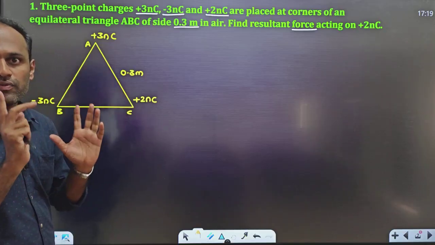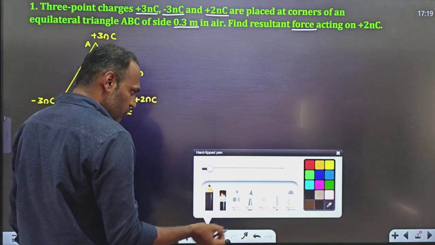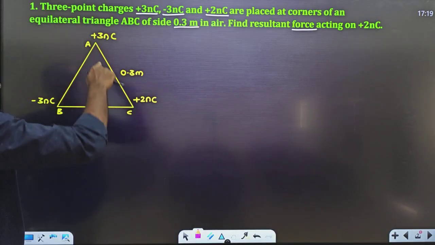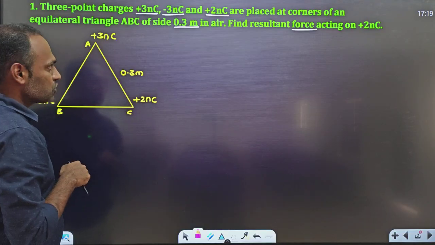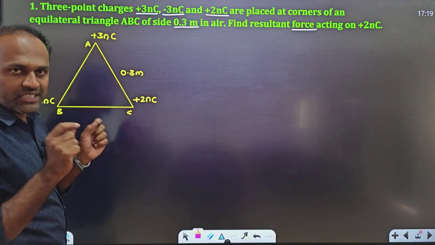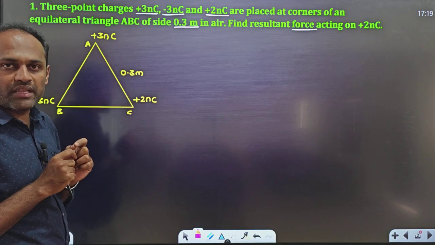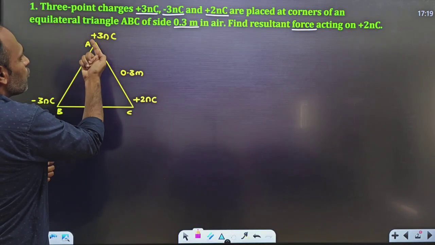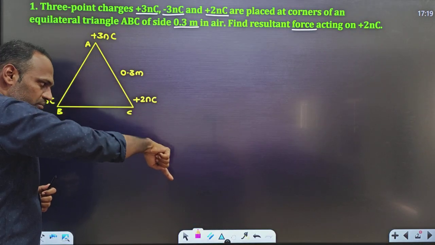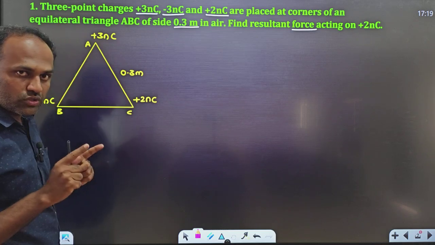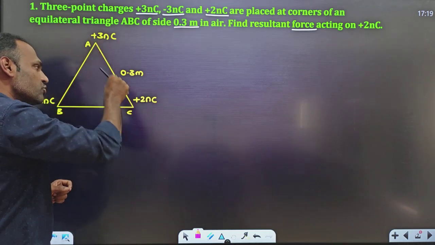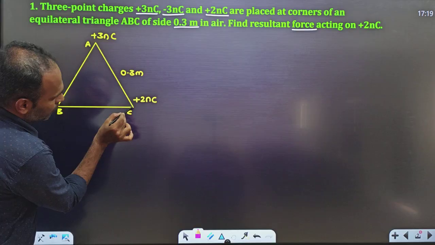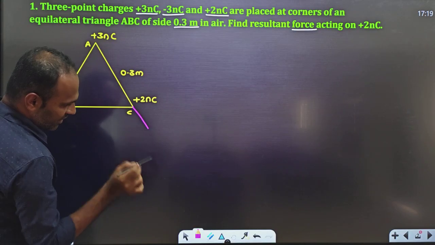First, mark the direction of those forces. Okay, let me show the direction of the forces here. See, this is positive and this is also positive. So since both the charges are positive, like charges, there has to be repulsive force between them. Repulsive force means the forces must be acting away from each other. So on plus 3 nanocoulomb the force will be in this direction, on plus 2 nanocoulomb the force will be in this direction. And those forces should be shown along the straight line joining the 2 charges. So the force acting on plus 2 nanocoulomb due to plus 3 nanocoulomb is in this direction.